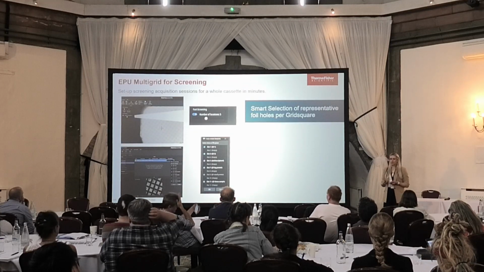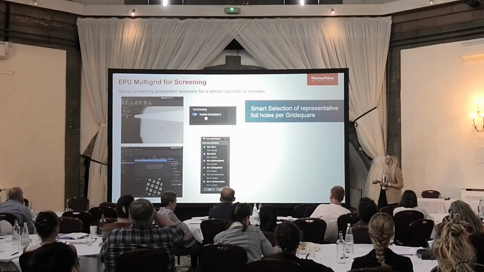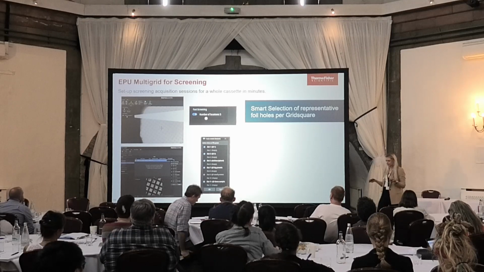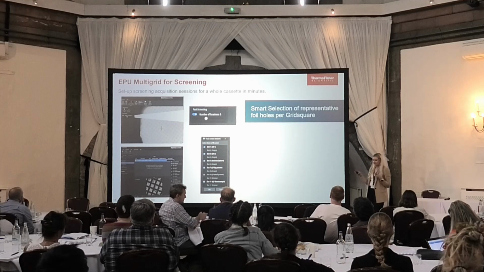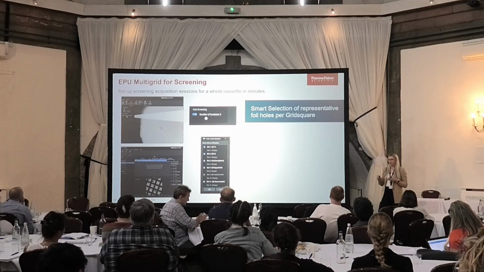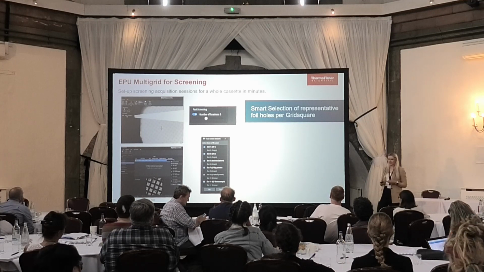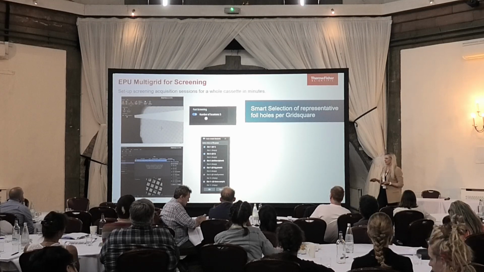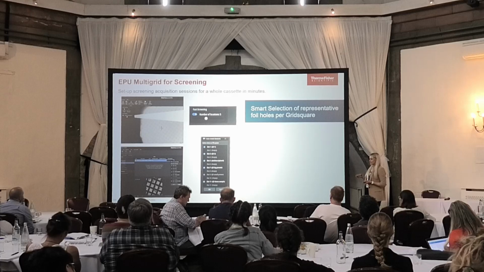Another nice example for automation is this EPU multigrid for screening. So, at least in my PhD days, I would pick 3 or 4 grid squares in the grid and then navigate to those grid squares and try to take 3 or 4 images in the grid square to make an informed opinion. So now you can actually just tell multigrid to do that for you.